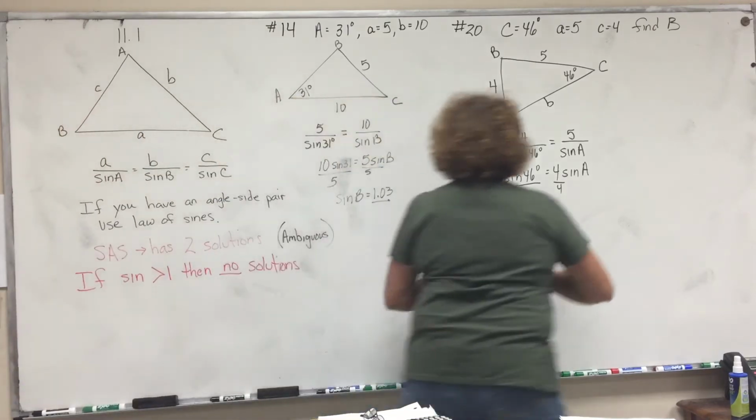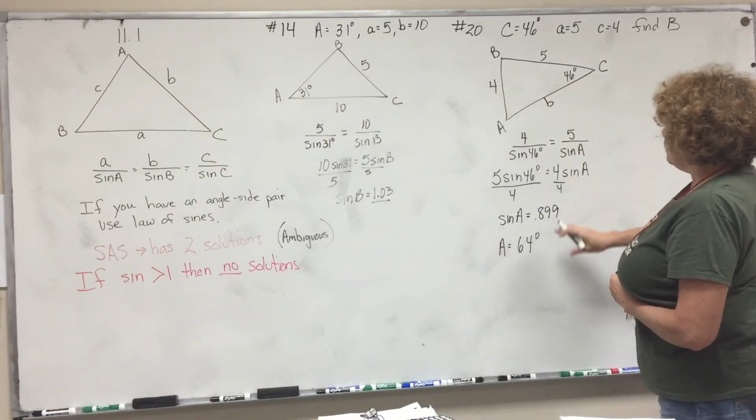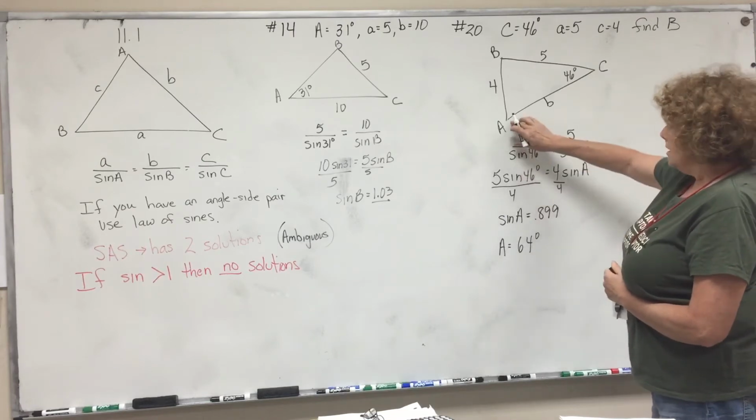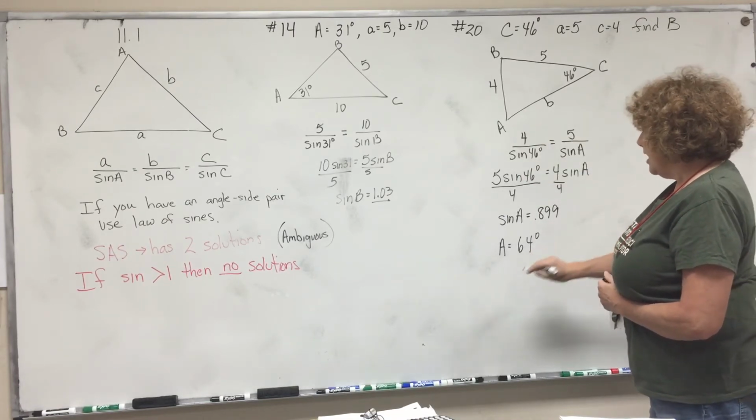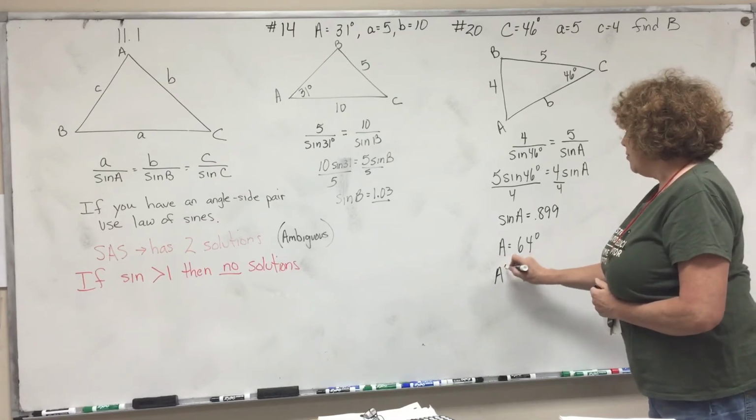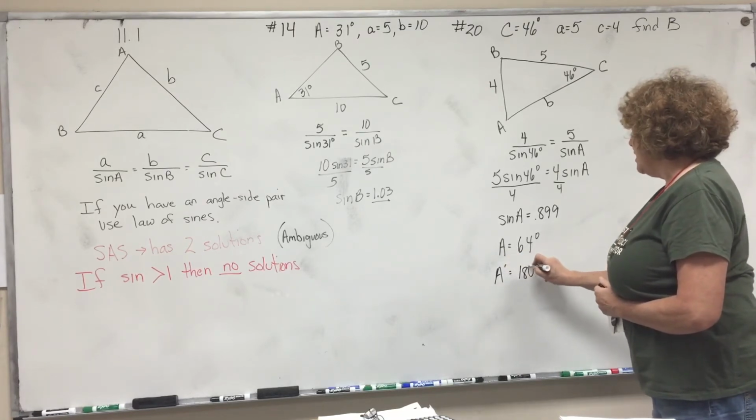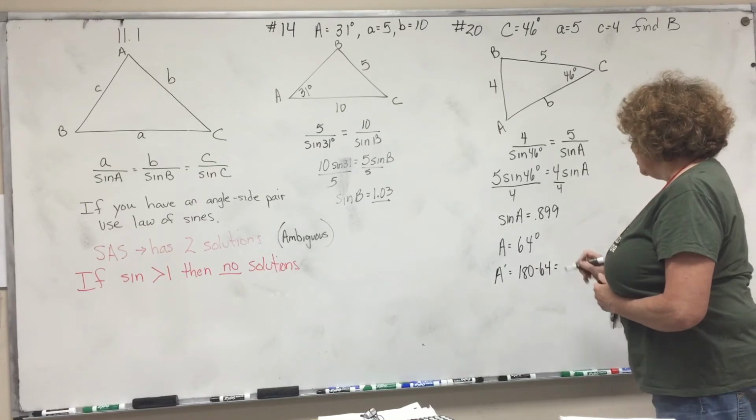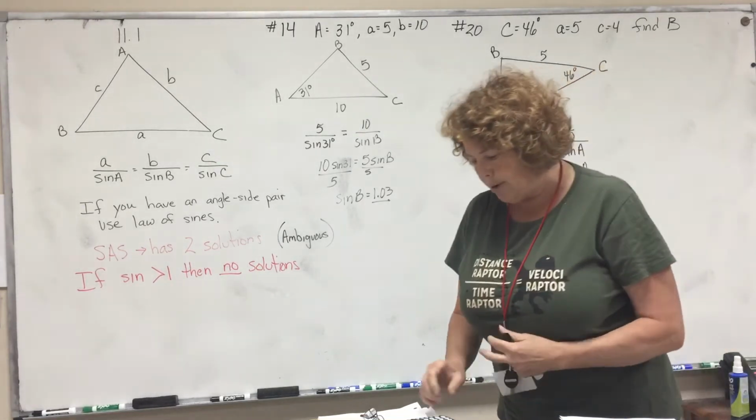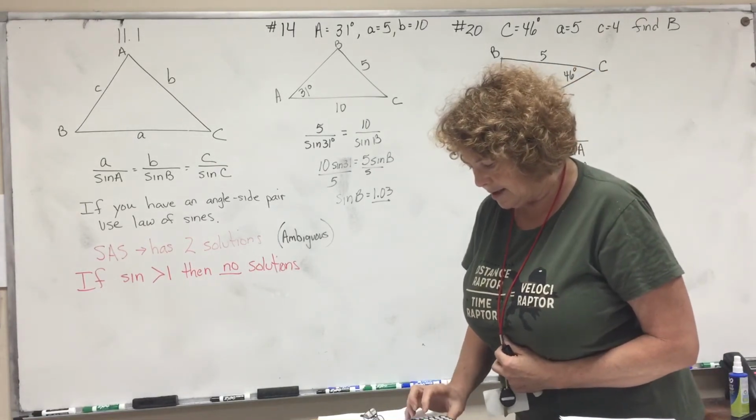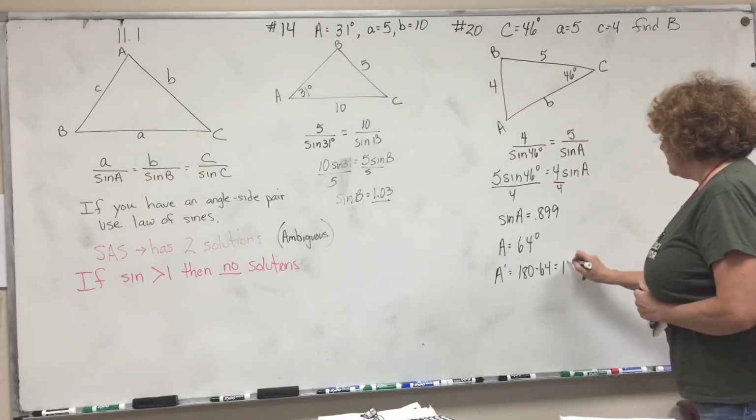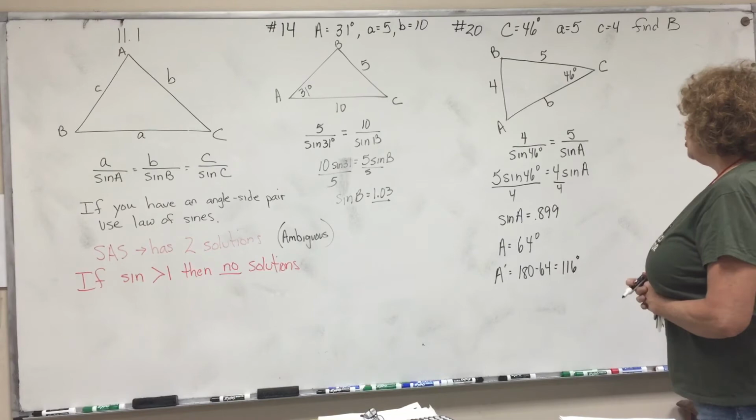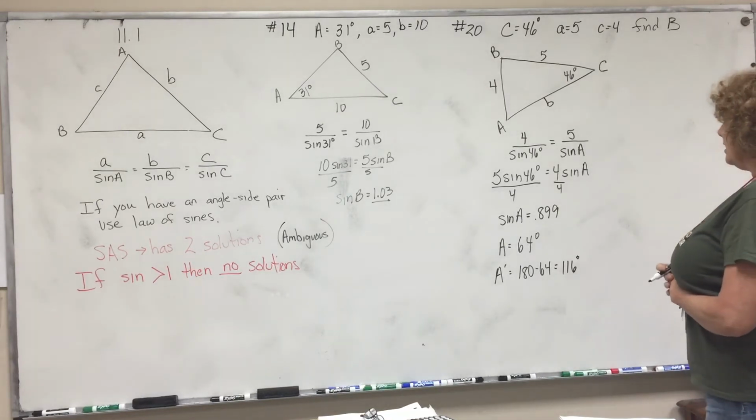So A could possibly be, here it is acute, you'll get the acute angle. To get the obtuse angle, so we'll call it A prime, you do 180 minus 64 to get the other angle it could possibly be. And so it could possibly be 116. So now B has two possibilities.